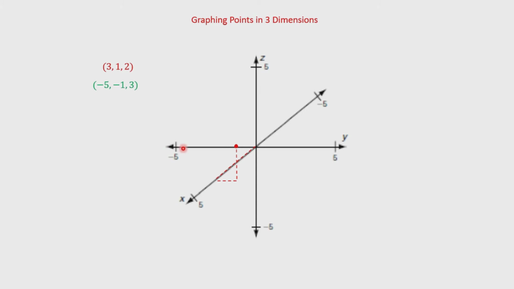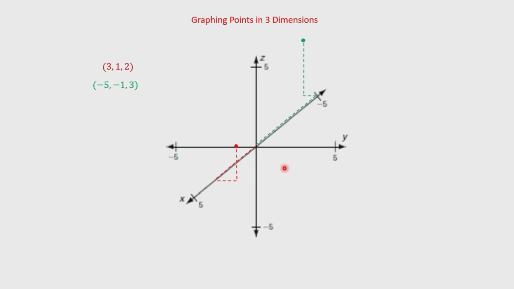-5, -1, 3. We start at the origin. We go -5 in the x direction. That's this diagonal one. And then we go -1 in the y direction. And then 3 in the z direction. And we can put our point right there. And so we have 2 points plotted on this set of axes. And so we're graphing points in 3 dimensions.